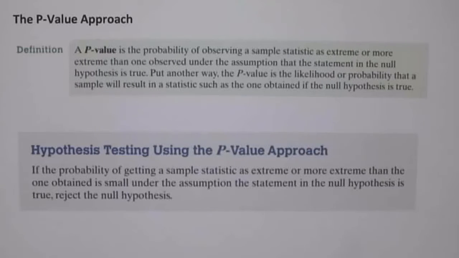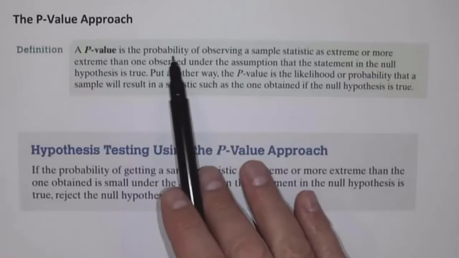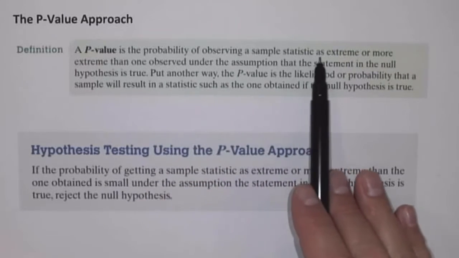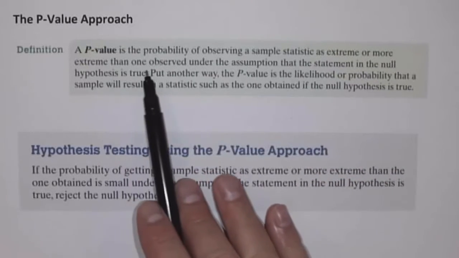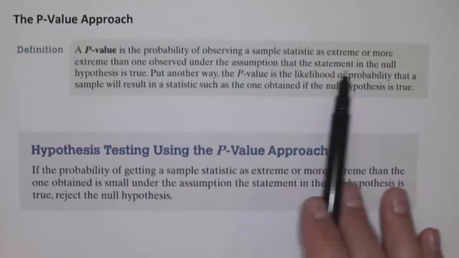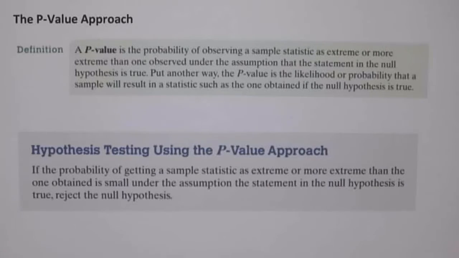So a p-value is the value of alpha where we switch from rejecting to not rejecting, or vice versa, from not rejecting to rejecting. Again, it is the probability of observing a sample statistic as extreme or more extreme than the one observed under the assumption that the null hypothesis is true.